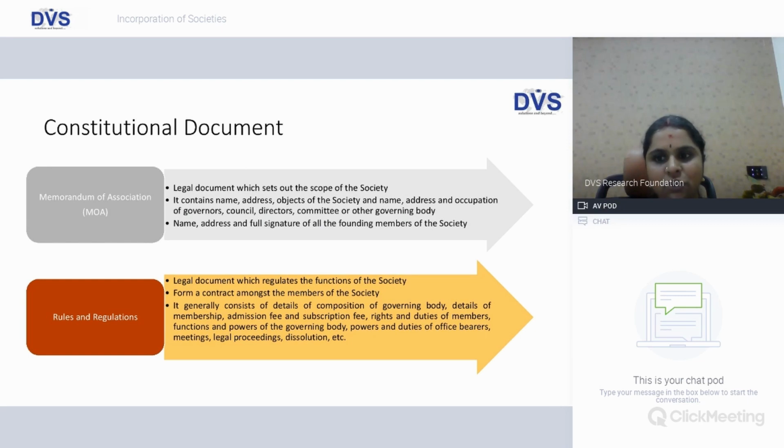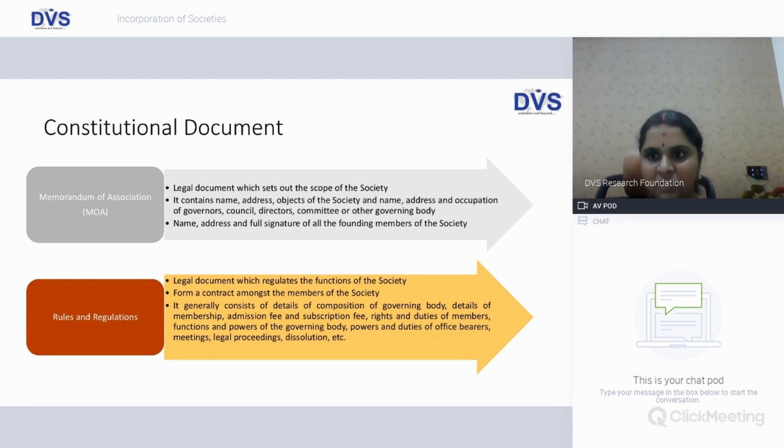Now let's see the constitutional documents, like your memorandum and articles for a company, or trust deed for trusts. Memorandum and rules and regulations are the constitutional documents for registration of a society. And these two are primary documents because the evidence in the case of a company will be your certificate of incorporation, which will be the conclusive evidence that you are formed as a company.